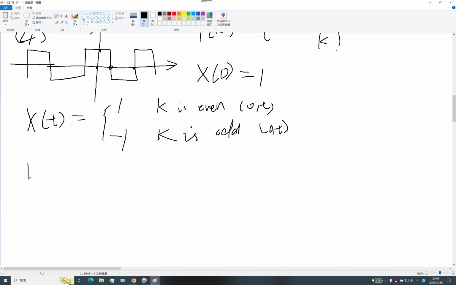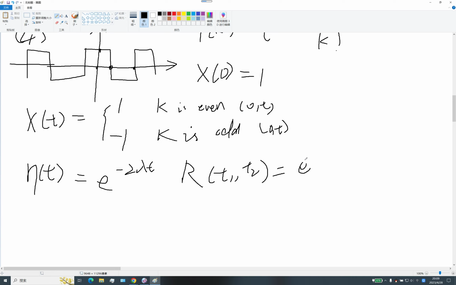And we can get that the average η(t) is e^(-2λt), and the autocorrelation R(t1, t2) equals e^(-2λ|t2 minus t1|).